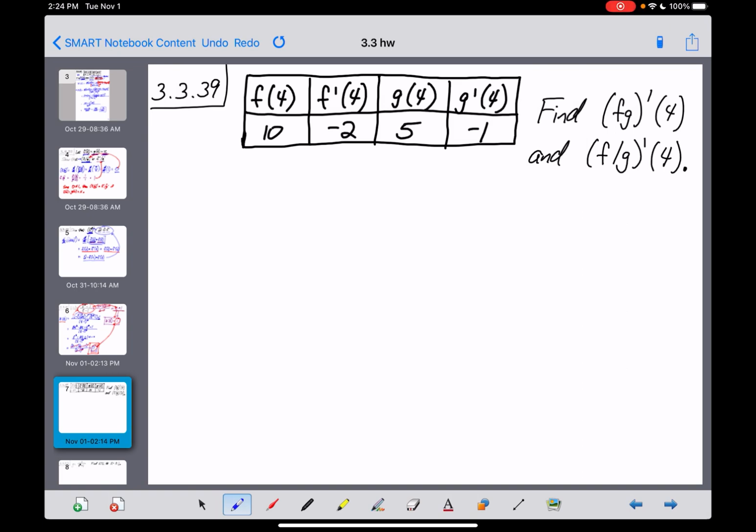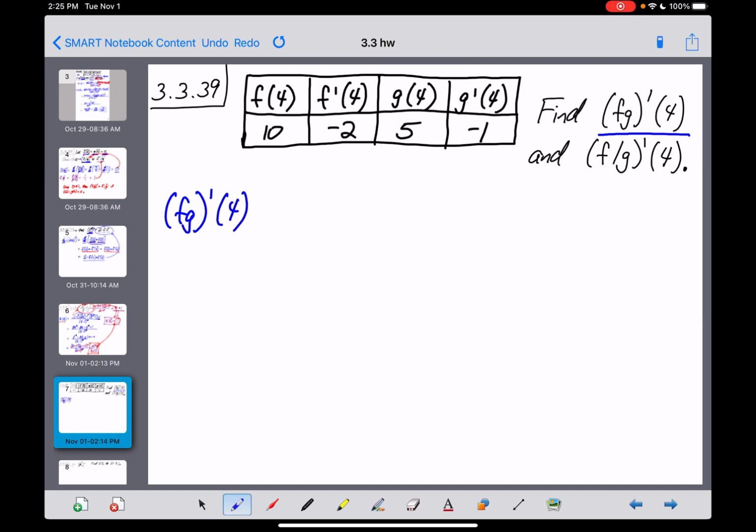In number 39, they're asking us to do two things right here. With this chart and this table of values, they first want us to find (fg)' of 4. And in a minute, we'll figure out the second thing they're asking us for. (fg)' of 4 would be written that way.